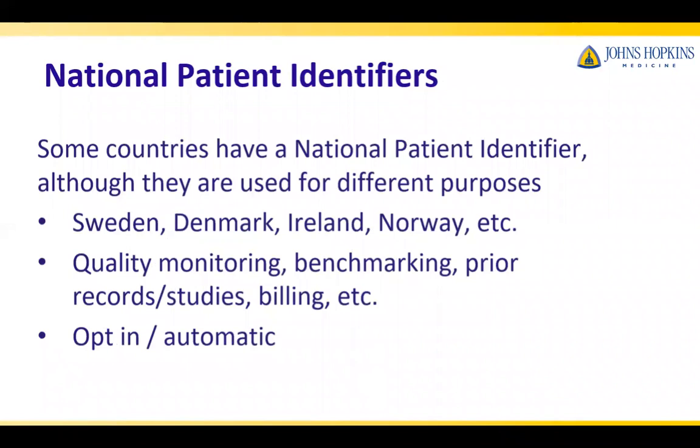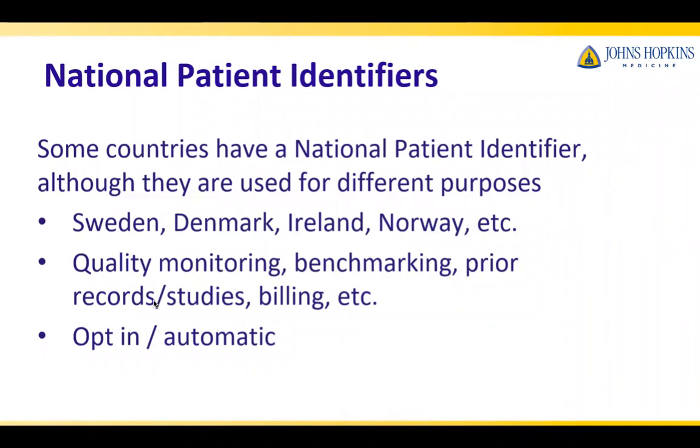And one more topic, national patient identifiers. Some countries have a national patient identifier, although they're used for different purposes. There's quite a few, actually. Sweden, Denmark, Ireland, Norway, Costa Rica, and some of the provinces of Canada have different types of identifiers across healthcare systems. They're used for different reasons. Some are for quality monitoring and benchmarking.